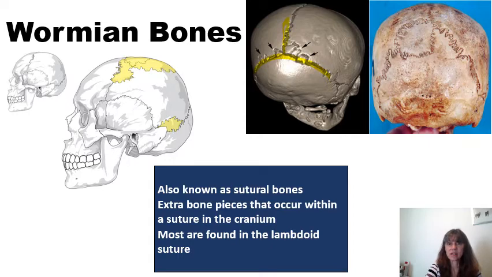And the most common suture that we'll find Wormian or sutural bones in is known as the lambdoid suture. Okay, so the lambdoid suture, as you look at this highlight that I'm making with my highlighter, it looks like the Greek letter lambda. Technically, the lambdoid suture is just this part between the parietal bones and the occipital bone.